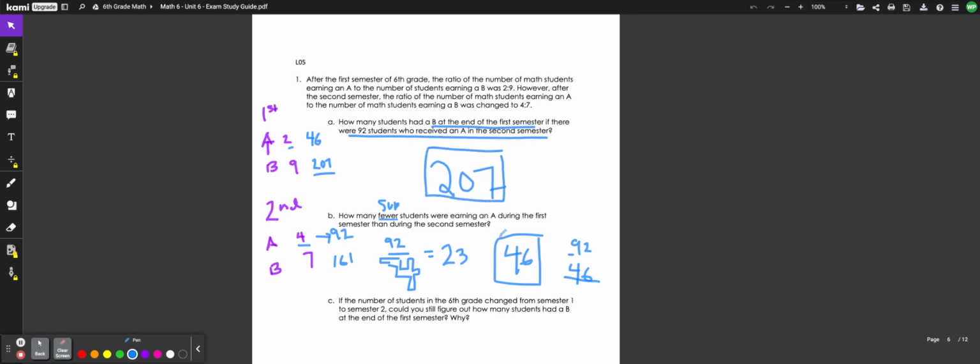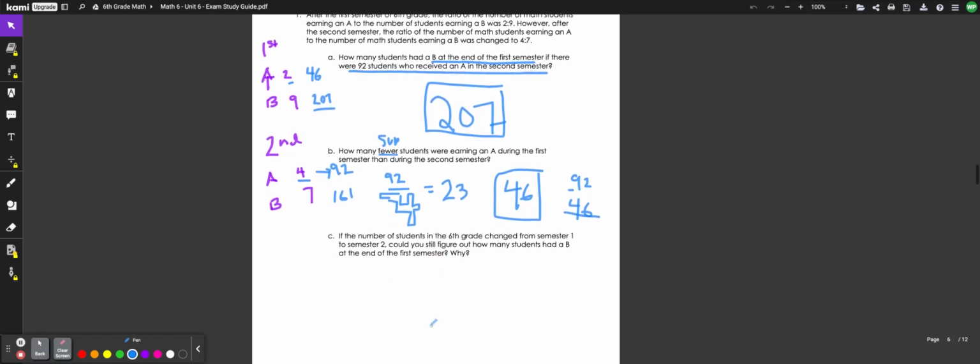Last part. If the number of students in the sixth grade changed from semester 1 to semester 2, could you figure out how many students had a B at the end of the first semester? Why or why not? Well, if the number of students changed from semester 1 to semester 2, then these totals or these parts would change as well. So we would need to know what the total number of students is, and then based off of that, if the ratios were still the same, we would be able to calculate how many students earned an A versus how many students earned a B.